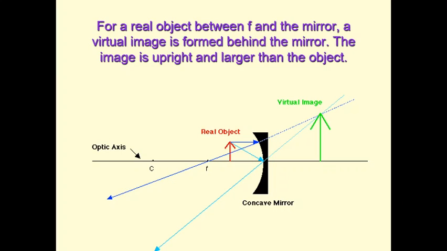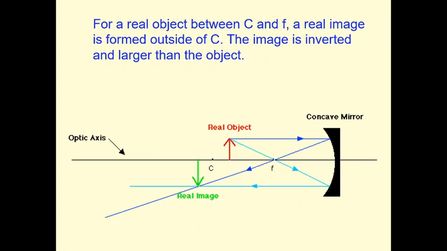For a real object between F and the mirror, a virtual image is formed behind the mirror. The image is upright and larger than the object. So all you have to know is that, depending on where you're standing, the image is going to be either big or small. So we're not going to really go too deep into this part.